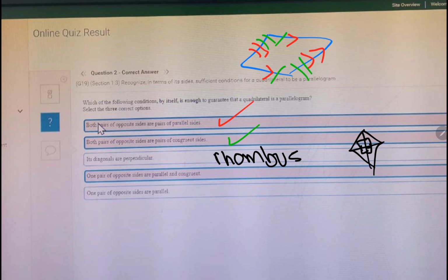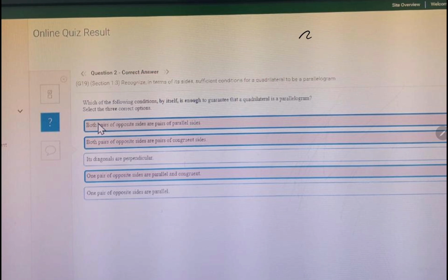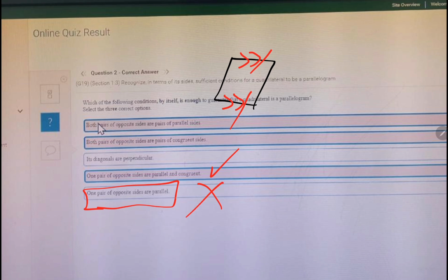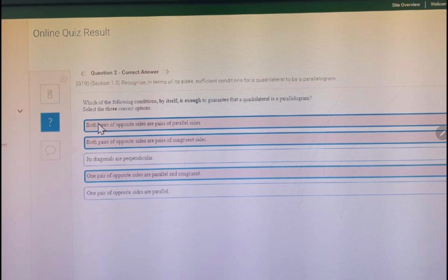One pair of opposite sides are parallel and congruent. So if this is the parallelogram, this is the parallelogram. One pair of opposite sides are parallel and congruent. We said yes, they are parallel and they have to be congruent as well. So this is correct. But if they only told you one pair of opposite sides are parallel, this is not enough. It's not enough to prove that it is a parallelogram. So this is it for question number 2.